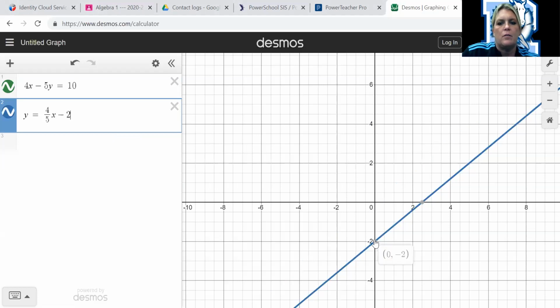So look right here. Y-intercept starts at 0, -2. From left to right, the line is going up. They are overlapping each other, which means that we did it correctly.